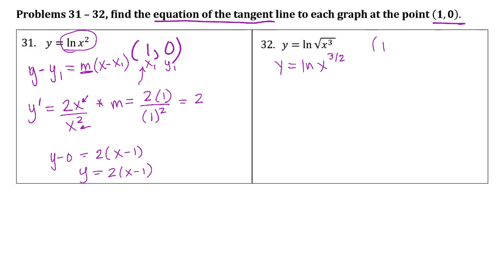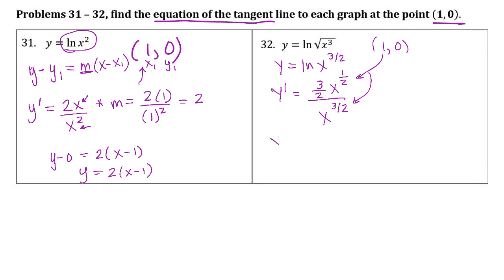We are going through the point (1, 0), and we need to find y prime, which is going to be 3/2 x to the positive 1/2, sorry, and that's all over x to the 3/2. And this is a great example of why we don't deal with all of that algebra unless we just have to. We're going to sub in a 1 for x.